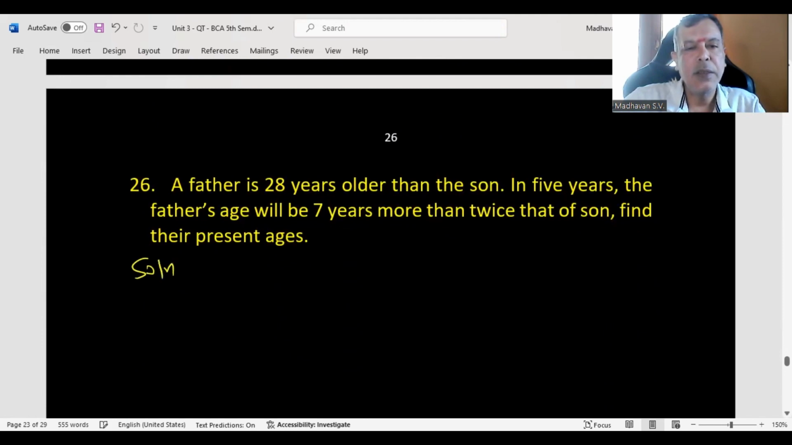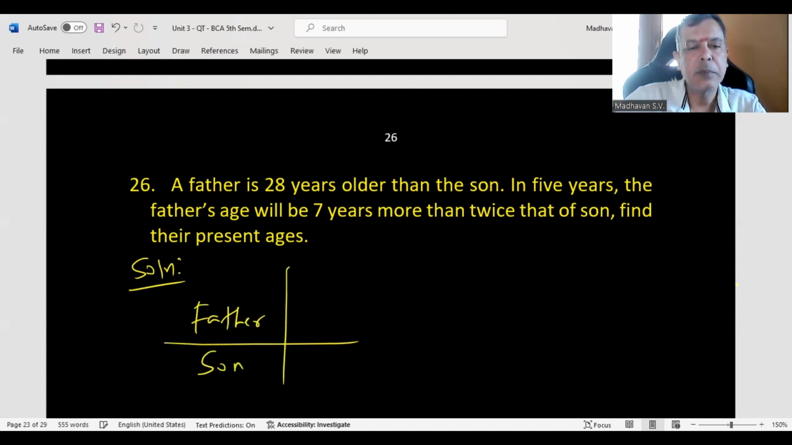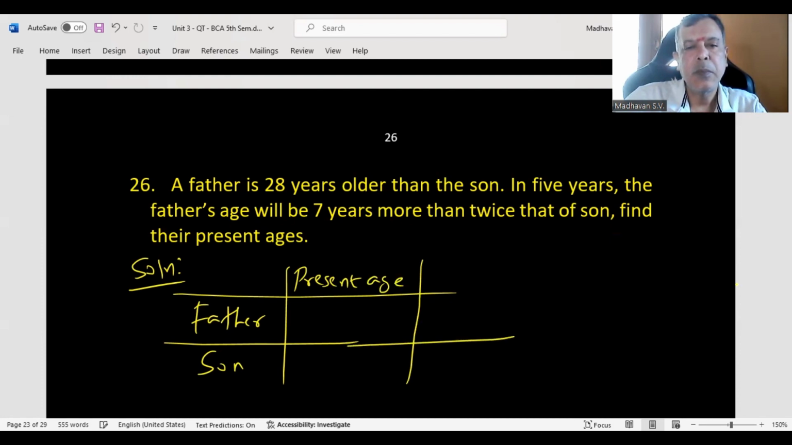A father is 28 years older than the son. In 5 years, the father's age will be 7 years more than twice that of son. Find their present ages. Let us create a small table. Father, son. Let us write here present age. If I consider father's present age as X, then father is 28 years older than son, which means son should be 28 years lesser than father. X minus 28.